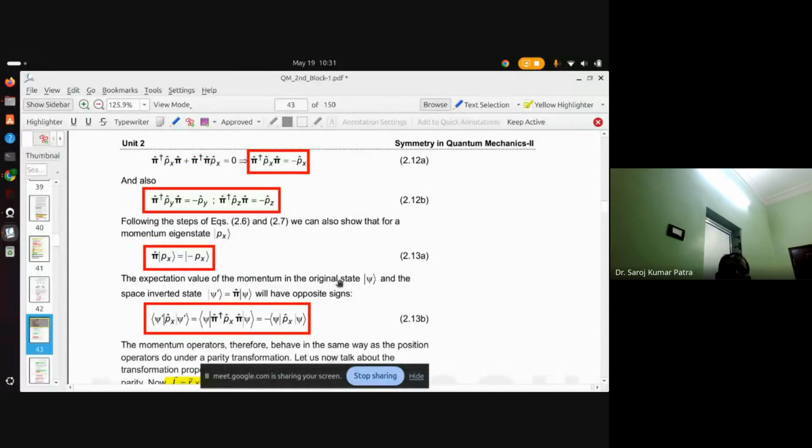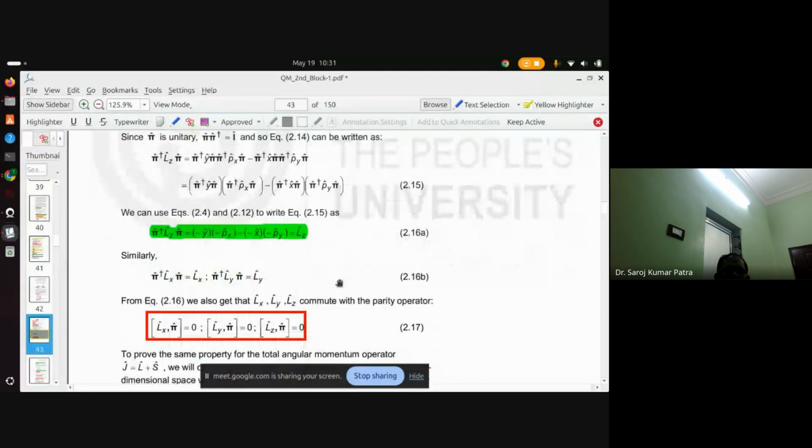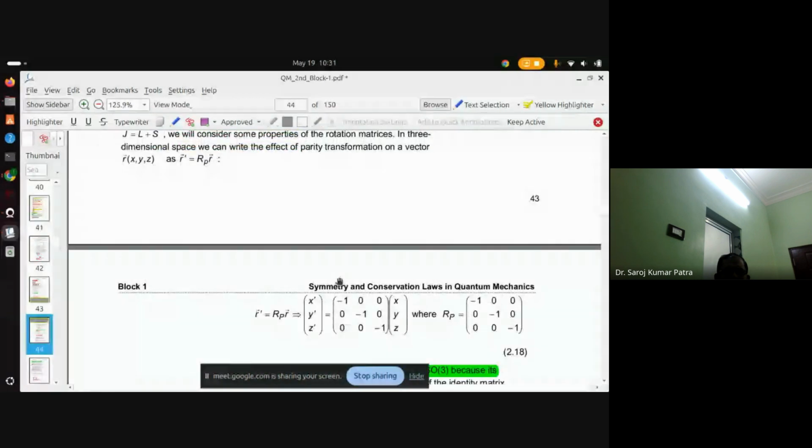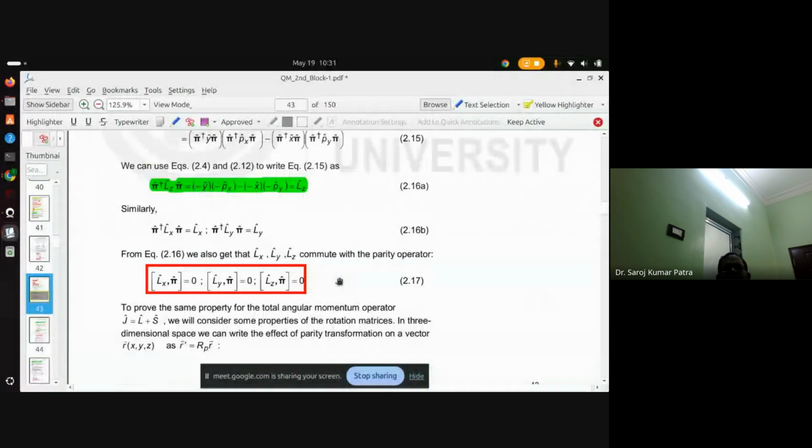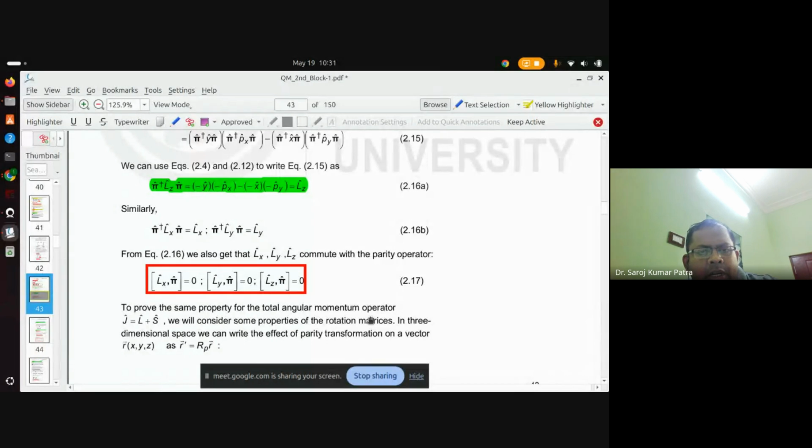So position and momentum do not commute, but angular momentum commutes with the parity operator. Clear? Yes, sir. Similarly, we can prove that if we have total angular momentum, which is spin angular momentum plus orbital angular momentum, where L is the orbital angular momentum and S is the spin angular momentum, which give rise to the total angular momentum, then the total angular momentum will also commute with the parity operator pi.